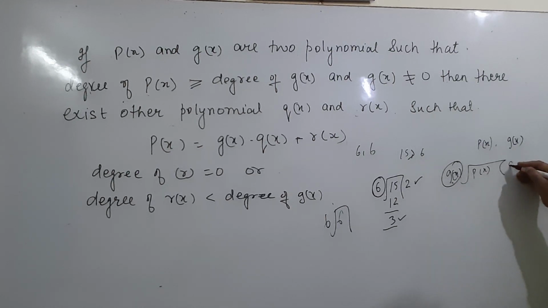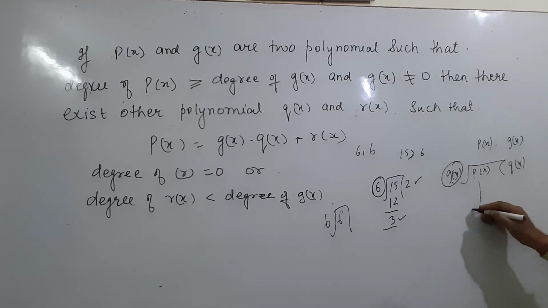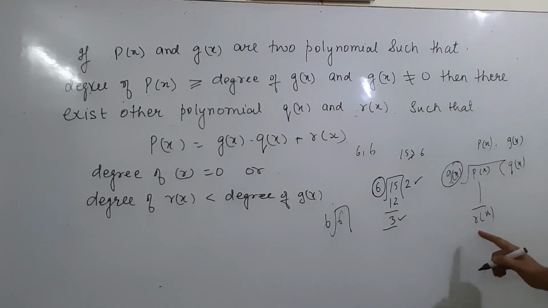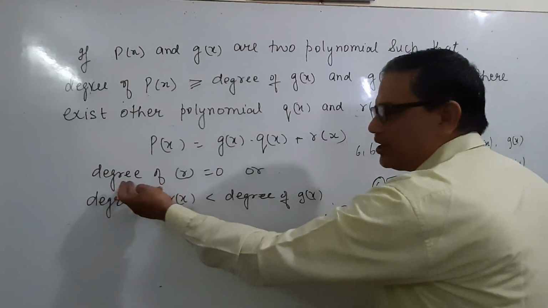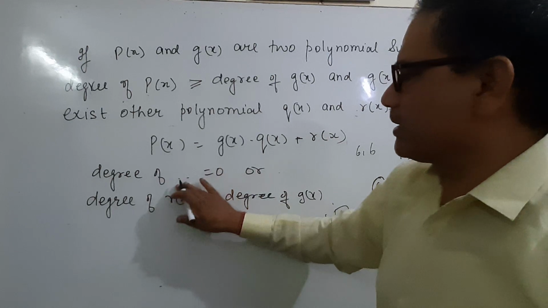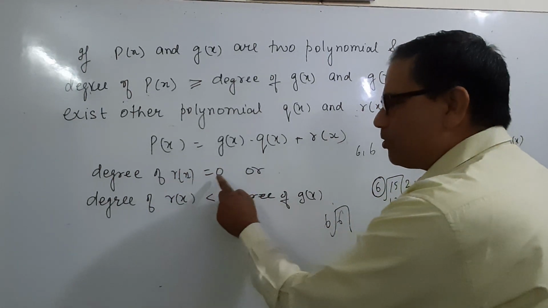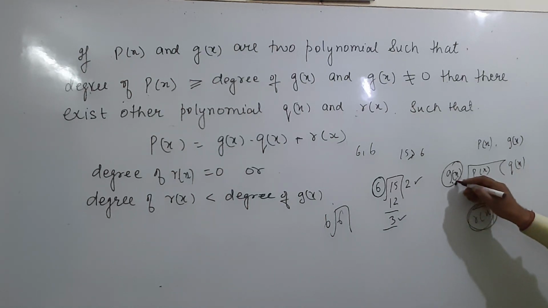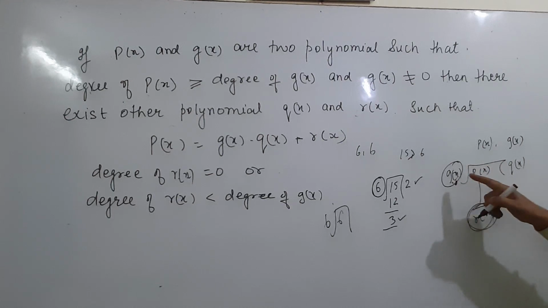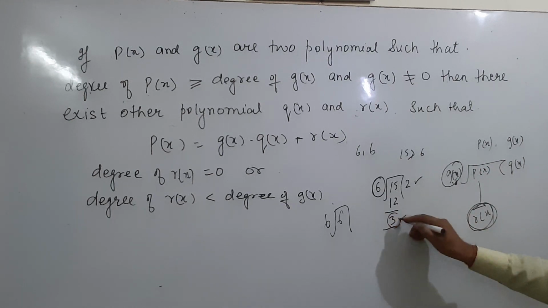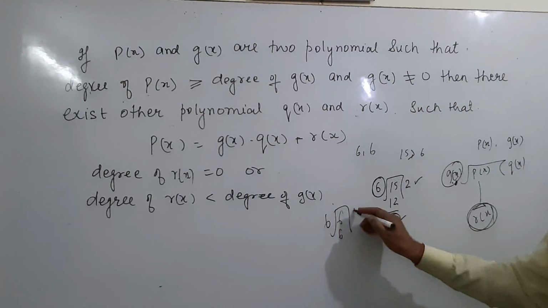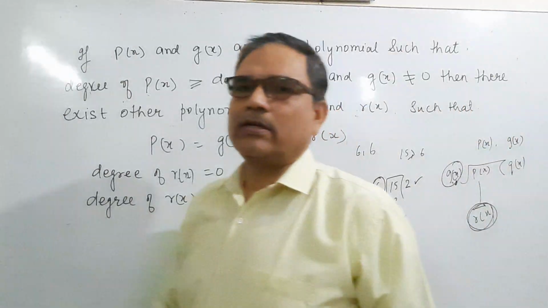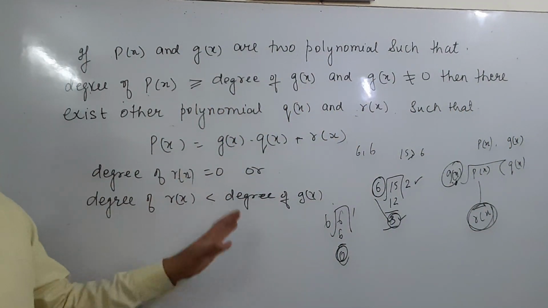When divided, we get two other polynomials, q(x) and r(x), whereas q(x) is the quotient and r(x) is the remainder. And the degree of r(x) is either equal to 0 or the degree of r(x) is always less than g(x). Same, the value of remainder is either 0 or less than 6. This is the verification of this.